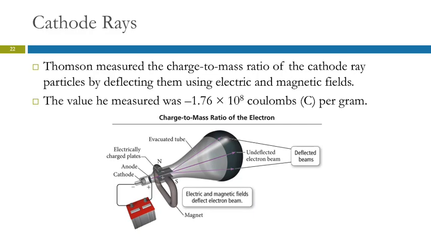But the particles have negative charges, so you can apply an electric field here and bend the particles. And so depending on how the field is applied, you can make them go up, you can make them go down. And he also has a magnetic field here, and he can adjust the magnetic field and move them that way as well. And from looking at this information, he was able to arrive at a charge to mass ratio.